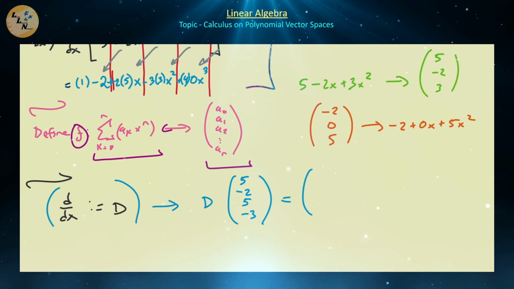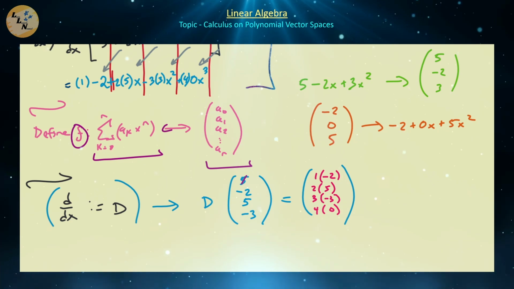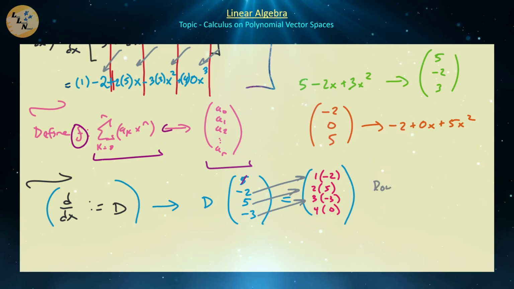So what was it? The derivative of 5 was going to be 0, so that, remember, disappeared. And then minus 2 was going to go to 1 times minus 2. 5 was going to go to 2 times 5. And negative 3 was going to go to 3 times minus 3. And then we have 4 times 0 at the very end. And that was the resulting vector, right? So again, notice that we are performing some row swaps. And we should know some elementary matrices that do row swapping on four-dimensional vectors.